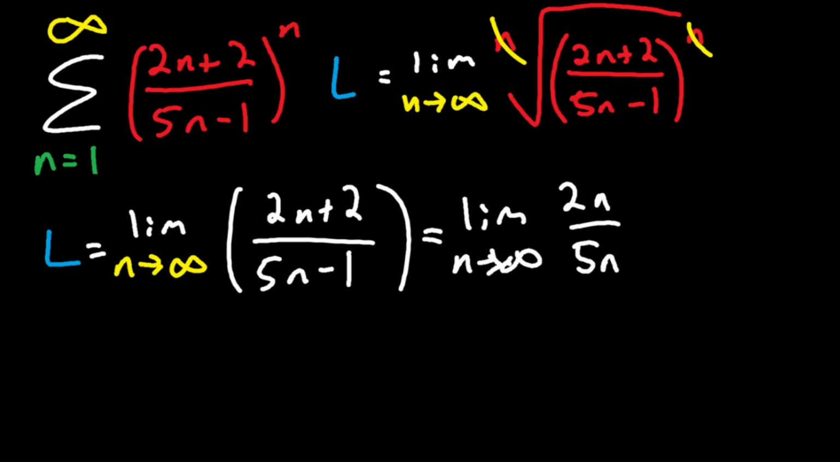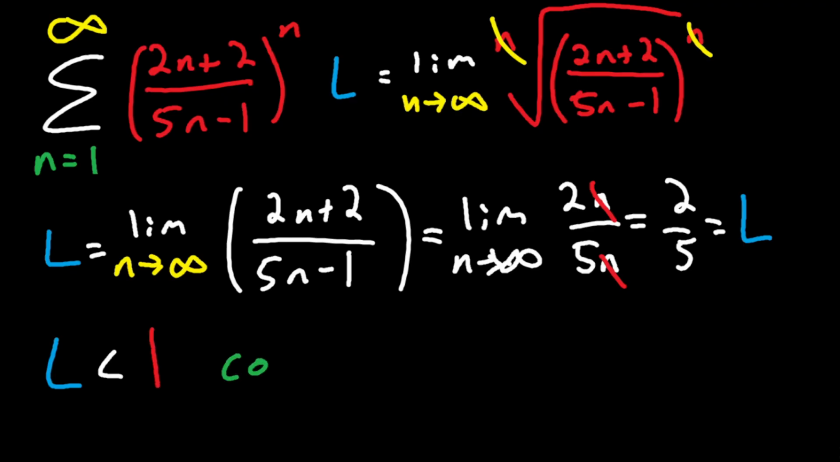So now that we have this limit, what do we do? We realize that these n's actually cancel out, so we just get 2 over 5. And this 2 over 5 is actually equal to L. Now remember what we said about L. If L is less than 1, then you converge.